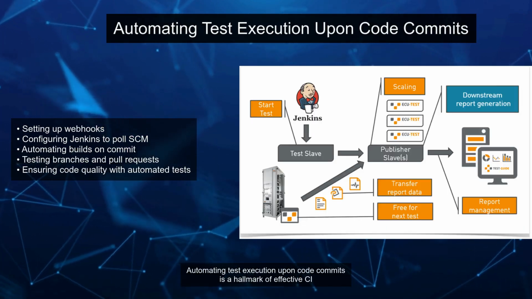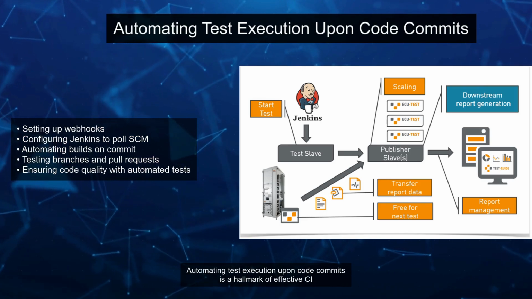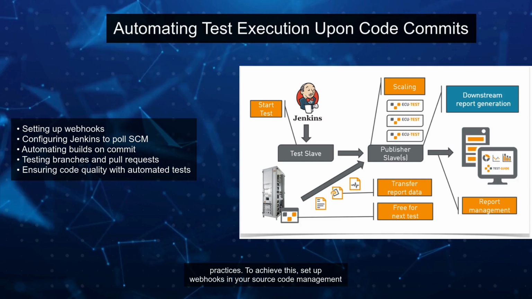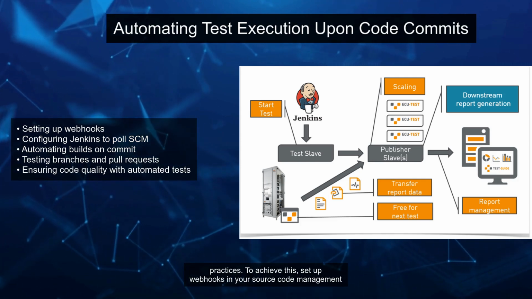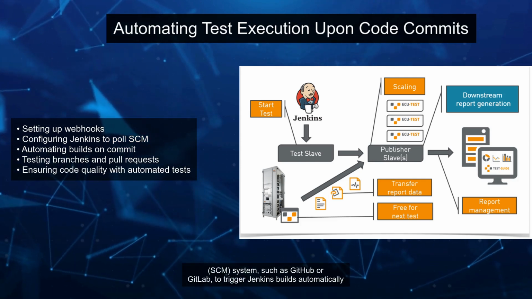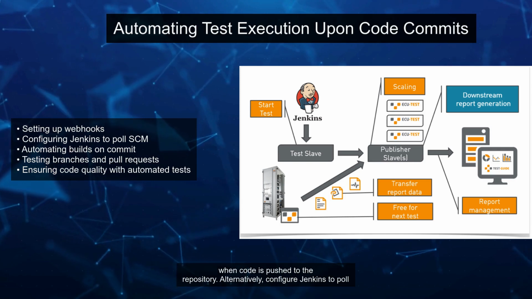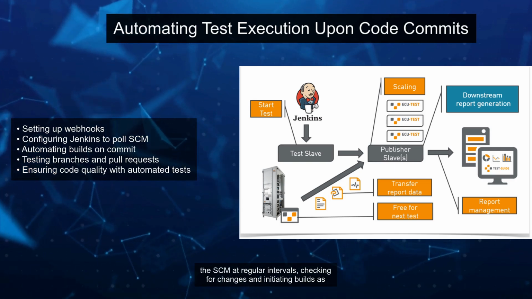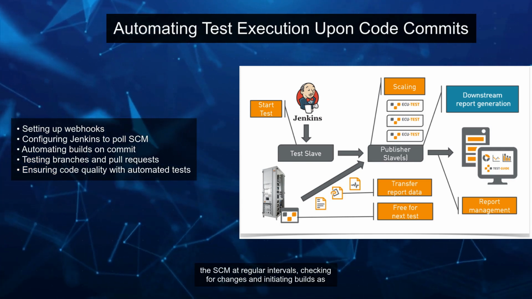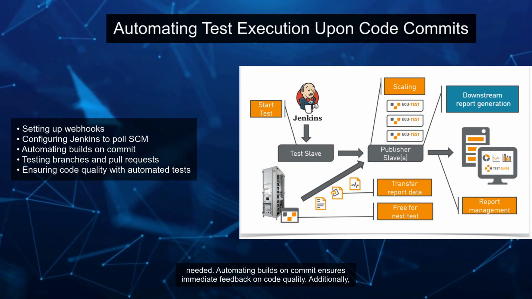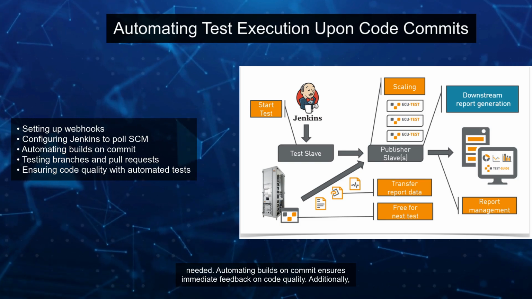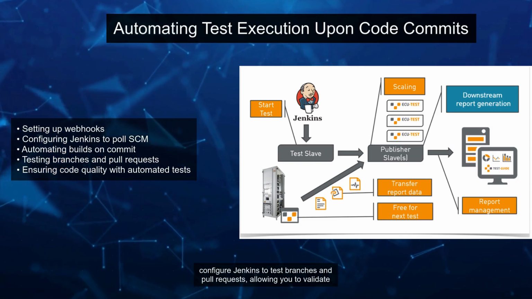Automating test execution upon code commits is a hallmark of effective CI practices. To achieve this, set up webhooks in your source code management (SCM) system, such as GitHub or GitLab, to trigger Jenkins builds automatically when code is pushed to the repository. Alternatively, configure Jenkins to poll the SCM at regular intervals, checking for changes and initiating builds as needed. Automating builds on commit ensures immediate feedback on code quality.